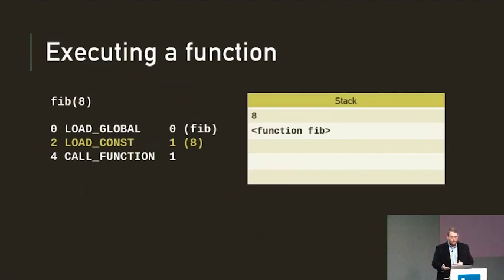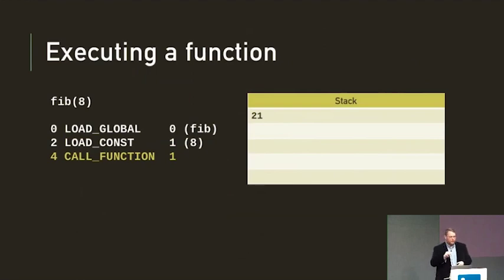It's going to pop those off the stack. The next thing on top is going to be the function, pop that off. We're going to push a new frame onto our Python call stack, execute the bytecode of the Fibonacci function, which we've already seen, in that frame. Whatever value it returns comes back, gets pushed onto the top of the stack. That's how we call a function.